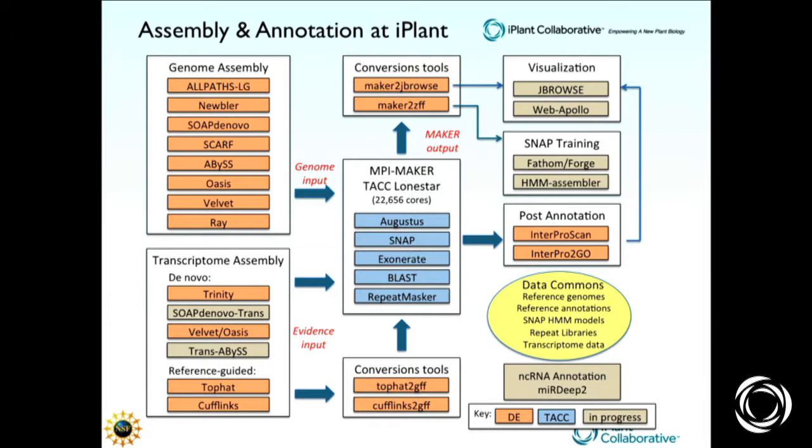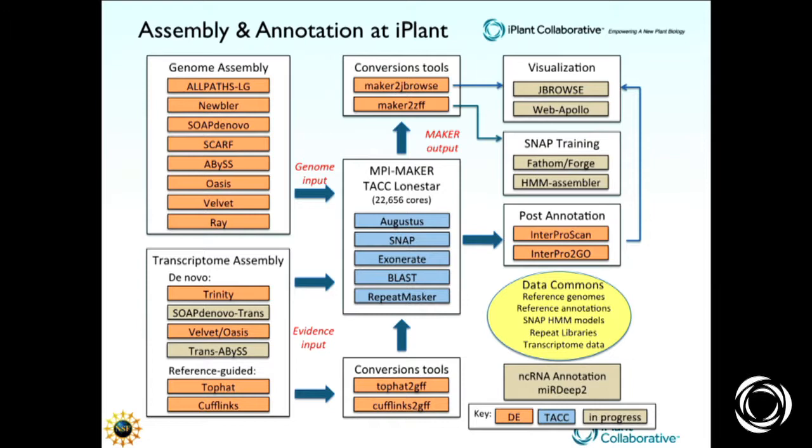So if you have RNA-seq data and you've run these analyses, you can do those conversions. The Trinity assembly or Velvet Oases assembly can be used directly, just as you would use EST evidence. So with this, the idea is that a user could then go to Maker for their annotations.